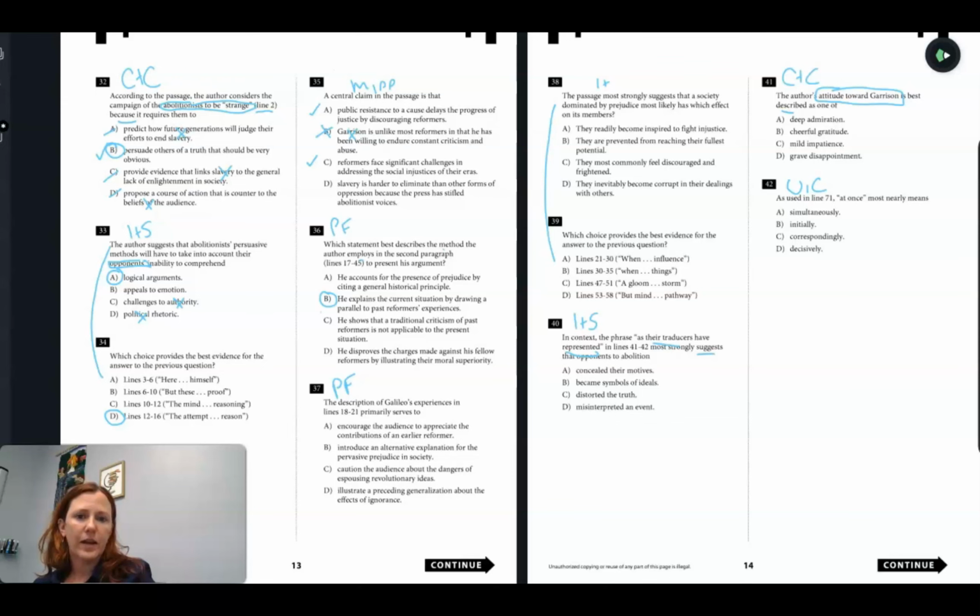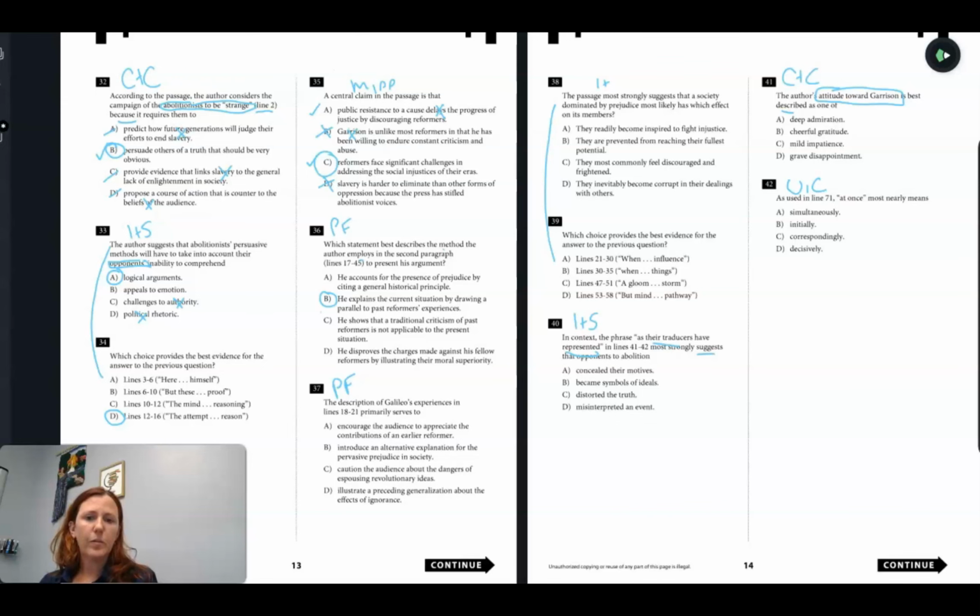Slavery is harder to eliminate than other forms of oppression. Even though this is about abolition, it doesn't go so far to say this, and that would be a detail if they did. So between A and B, I don't see a discussion of the delay, and so I'm going to go ahead and get rid of A because of that and choose C. Now again, we said that we would come back to this one if we have time, so let's just let B stand for now.